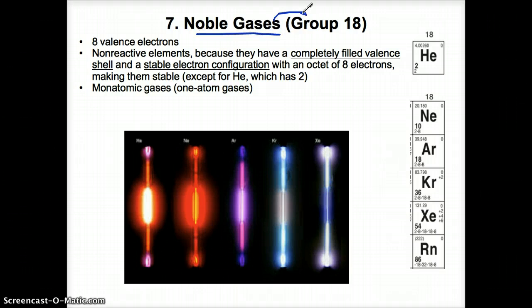Finally, we have noble gases in group 18, ranging from He at the top down here all the way to Rn at the bottom here. Now, as you can see in the configuration, noble gases all have 8 valence electrons, and they're very non-reactive elements.